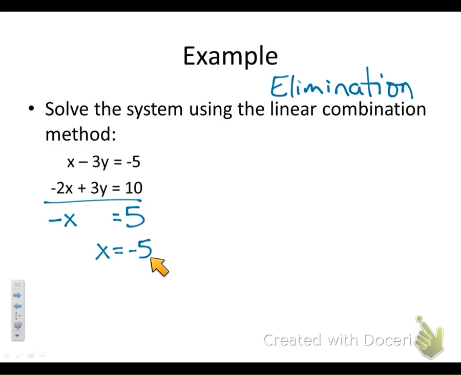Right away we see that the x-coordinate of this point is going to be negative 5. Like the substitution method, now you're going to use this negative 5 in one of these equations to figure out what your y-coordinate is supposed to be. Instead of x, I'm now going to put in negative 5 and solve for y.